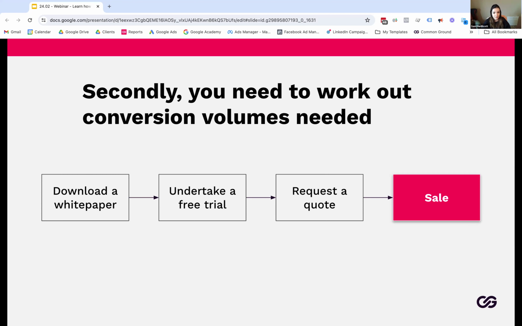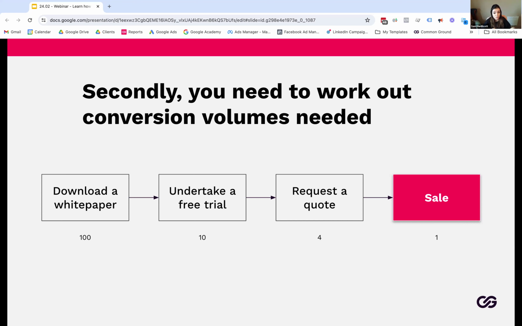I then like to work out what conversion volumes are needed to get that one sale at the end. If I want that one sale, I need 4 request a quotes to achieve it. To get that, I then need 10 people to undertake a free trial. And for the white paper downloads, I need 100. These are just basic, simple numbers to illustrate, but you can make them as simple or as complex as you need them to be.